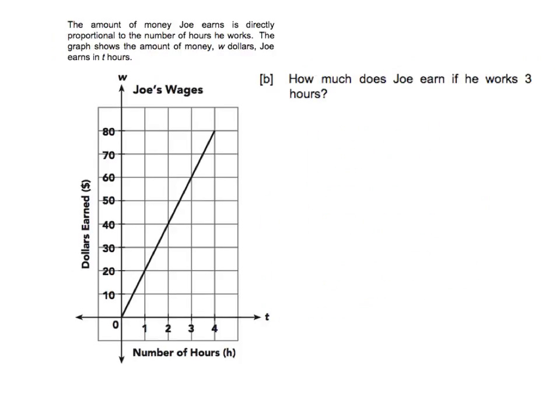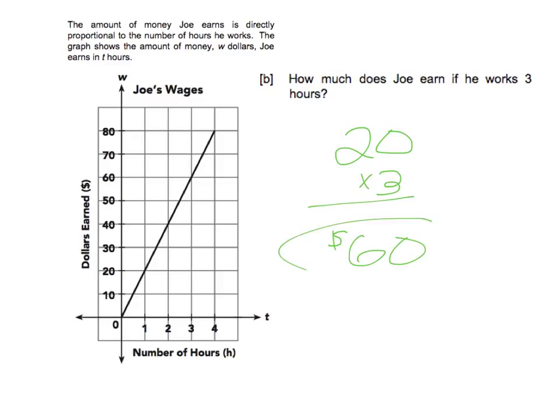For the second one, how much does Joe earn if he works 3 hours? So we said he earns $20 per hour, so 20 times 3 would be $60. That's the answer. It's that easy. And in fact, if we came over to our graph, looked at 3 hours, went up, hit our line, and then come over, you would hit 60. So you can do it both algebraically or visually off the graph.